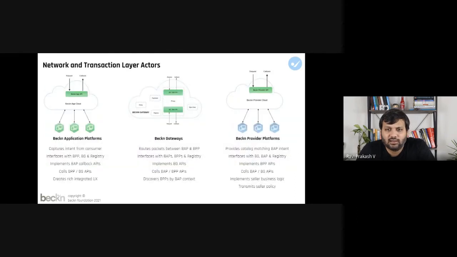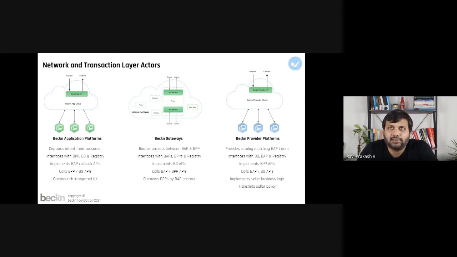Okay, now this is just a slightly zoomed in view of each of these parties. As I said, there are backend application platforms, there are backend gateways, and there are backend provider platforms. The BAPs basically generate the experience, the BPPs generate the catalogs, the gateways are basically routing entities, right?